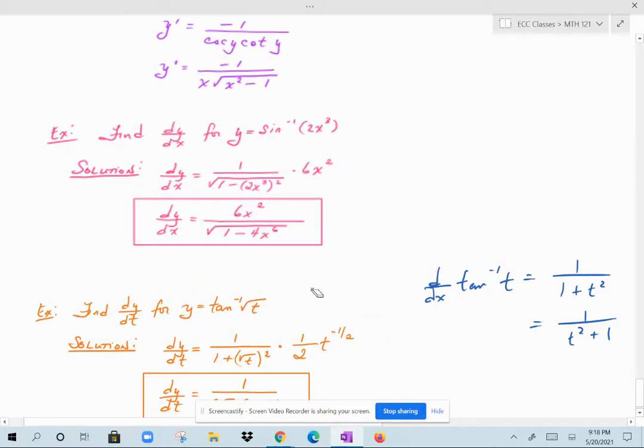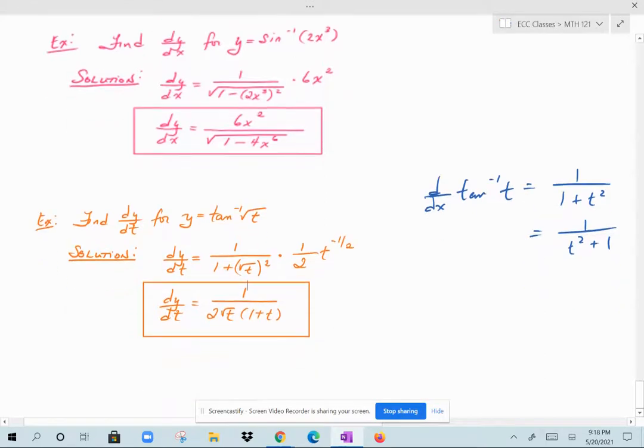Okay, so when I take the derivative of the outer function first, it's the derivative of tan inverse. That would be 1 over 1 plus square root of t squared times the derivative of t to the 1/2, which would be 1/2 t to the negative 1/2. We're applying power rule there. And when I put this all together, square root of t raised to the second power will just give me t, and this one can go down into the denominator along with the 2. So I'm left with dy dt is equal to 1 over 2 square root of t times 1 plus t.